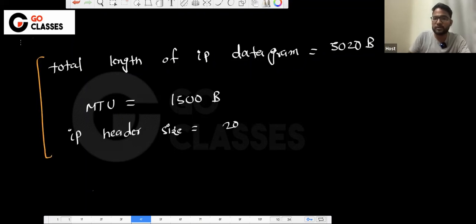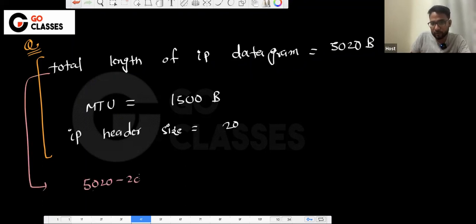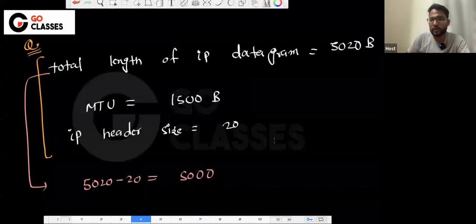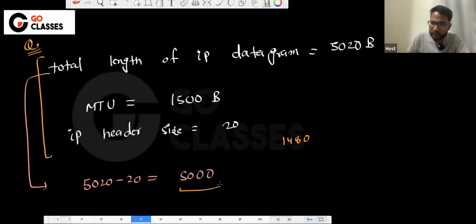Suppose this data is given to you. This is the question. Now first you need to subtract the IP header, which is 20, from the total length, which means the data. So you subtract this 20 from the total, which gives 5000, and you also subtract this 20 from the MTU, which will be just 1480. This is the actual data that you have at the network layer, and you need to divide it into chunks of 1480.